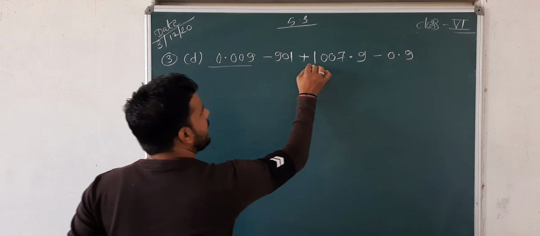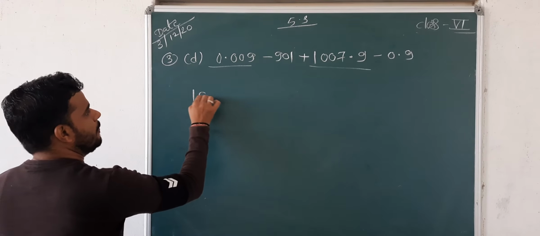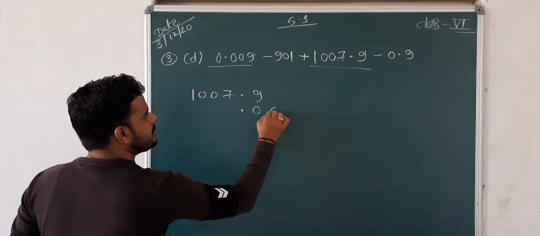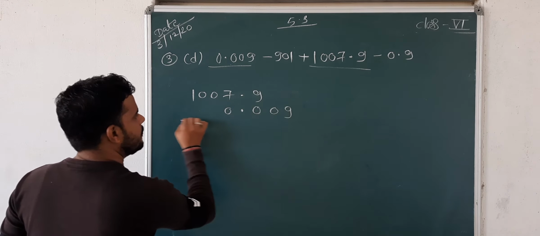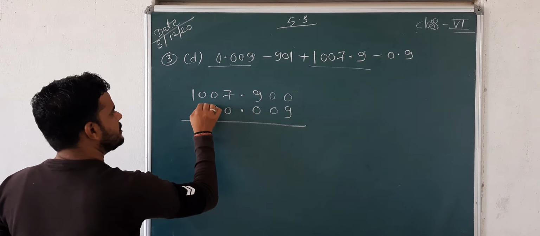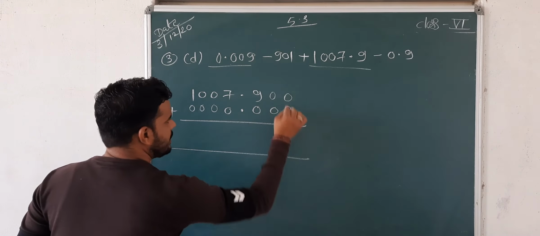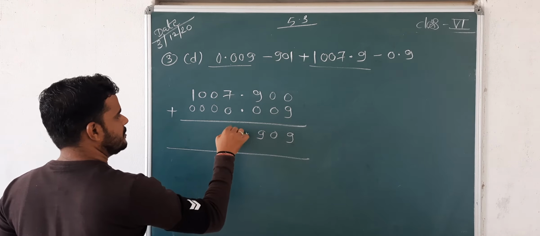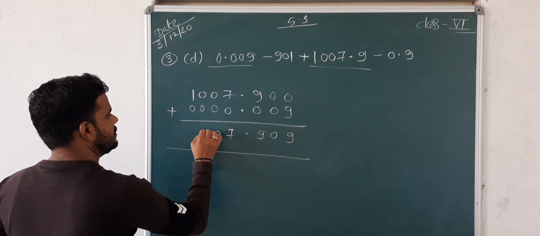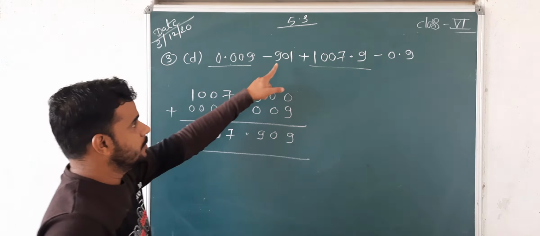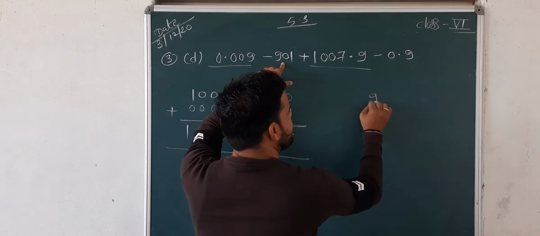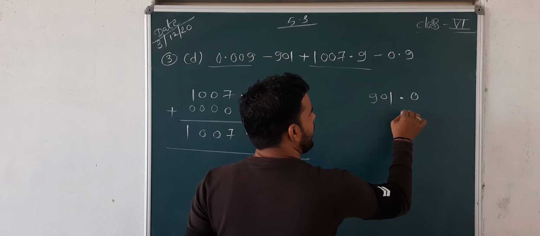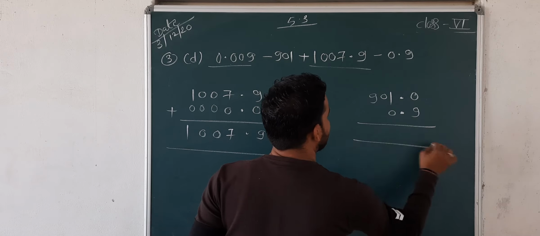This is positive and positive, so you have to add all positive numbers. 1007.9, point here, 0, 0 and 9, and here also 0. Blank place 0, 0, 0, 0 and 0. Afterwards add both of these. 0 plus 9, 9, 0, 9, 7, 0, 0 and 1. Okay, just see two negative numbers are there. First one is 901 and the second is 0.9. So 901.0, point here 9 and 0.